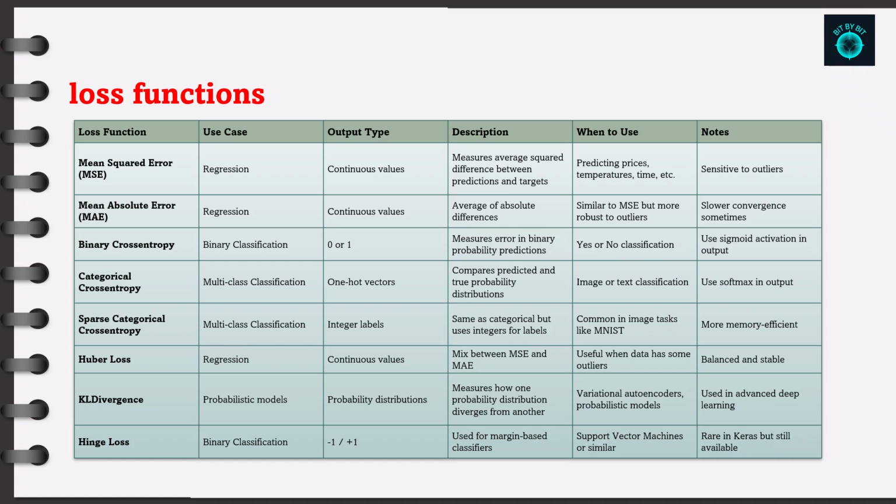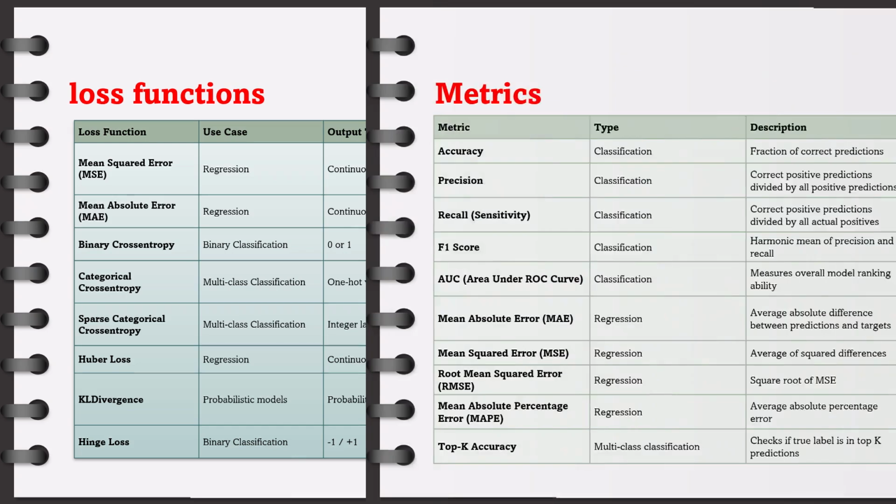In Keras, you can easily create a custom loss function using simple Python code. You just define a function that takes true labels and predicted values, then returns a loss value. This is very useful for special business rules. For example, when certain prediction errors should cost more than others.